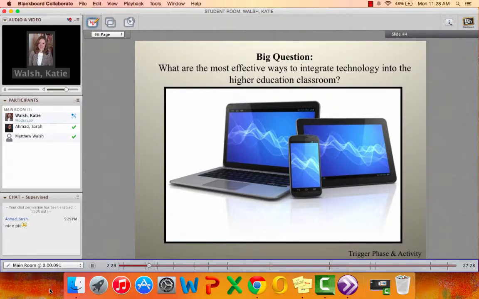So our big question for the day: what are the most effective ways to integrate technology into the higher education classroom? Education and technology go together, and certainly in higher ed, technology is a big buzzword, but there is a lot of disagreement about how and even whether to integrate technology into the higher ed classroom.